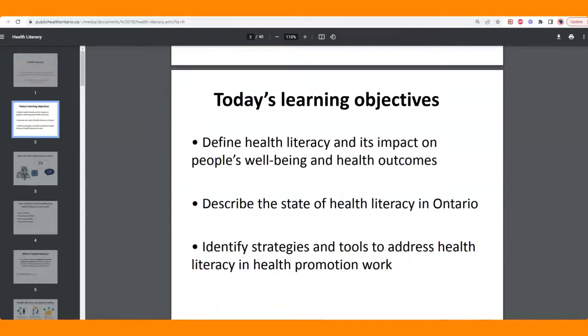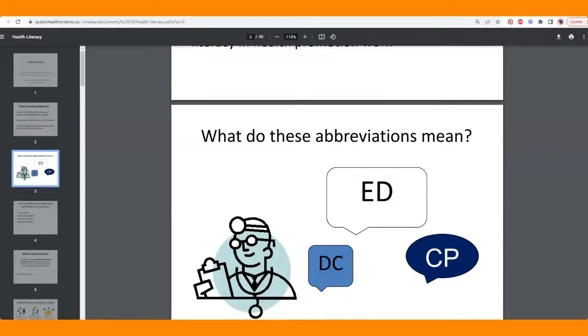So the objectives for this are: define health literacy and its importance to people's well-being and health outcomes; describe the state of health literacy in Ontario, so how does the data collected look as a whole; and identify strategies and tools to address health literacy while health promotion is at work. Okay?